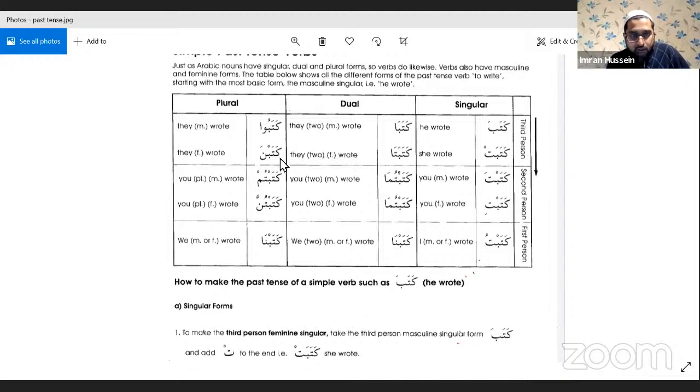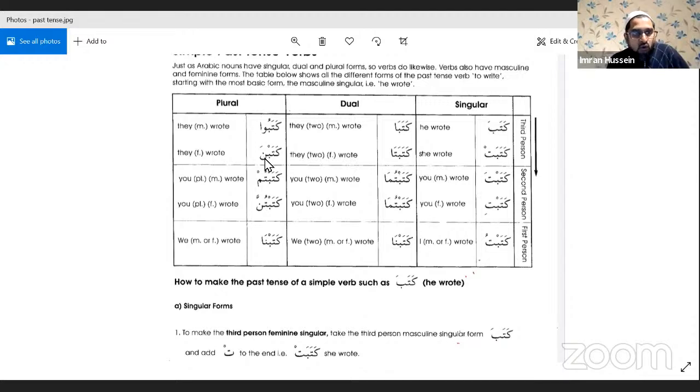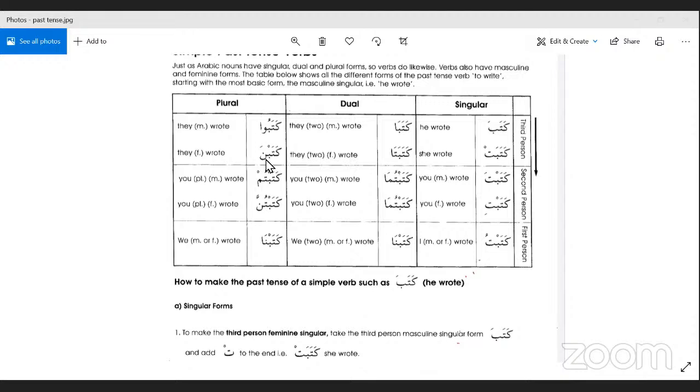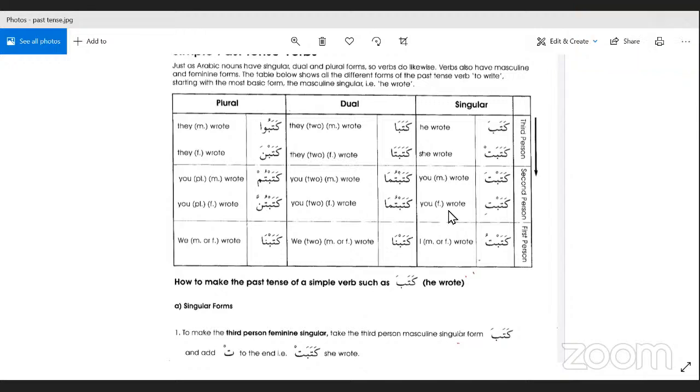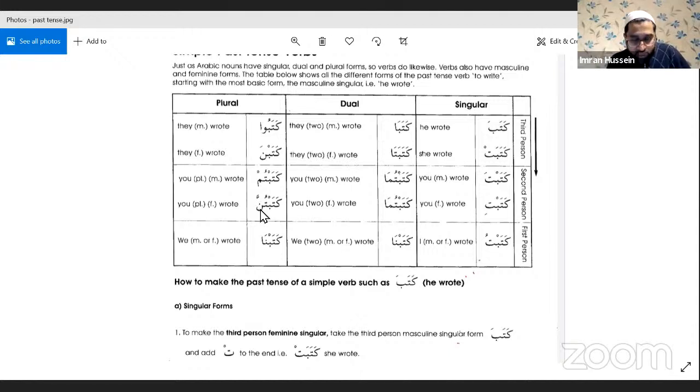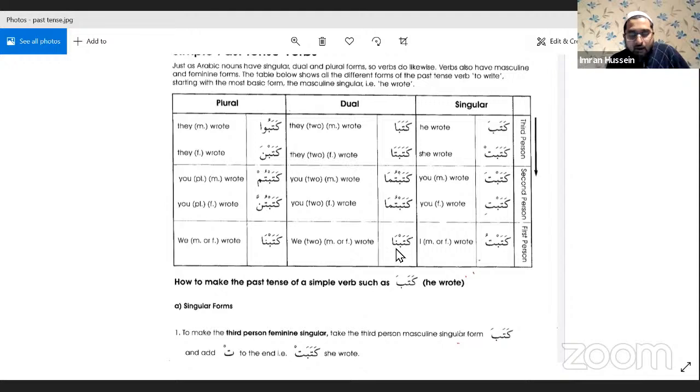She went. Yes. And then? Raja'na. Exactly. Excellent. They all females went. Excellent. Raja'ta, you male went. Raja'tuma, the two males went. Raja'tum, the all males went. Raja'ti, you female went. Raja'tuma, the two females went. Raja'tunna, the all females went. Raja'tu, I went. Raja'na, we all went. Jazakallah, sister.